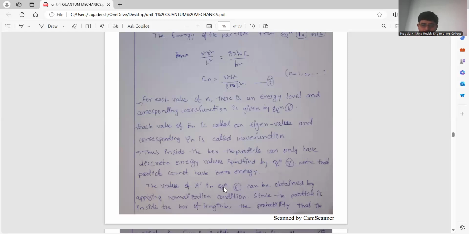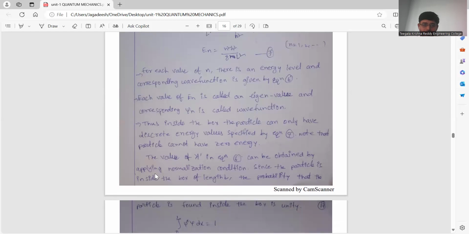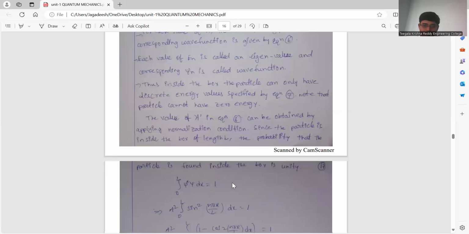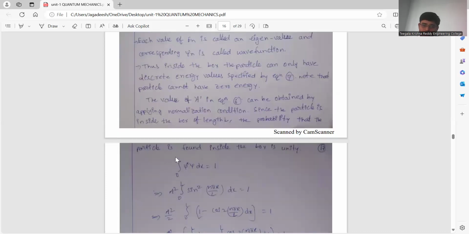The value of A in equation 6 can be obtained by applying the normalization condition. Since the particle is inside the box of length L, the probability that the particle is found inside the box is unity. That's why we write the limits 0 to L, integral of psi star psi dx equal to 1, according to the normalization condition. Substituting the value of psi star, we get A square integral from 0 to L of sin square n pi x by L dx equal to 1.